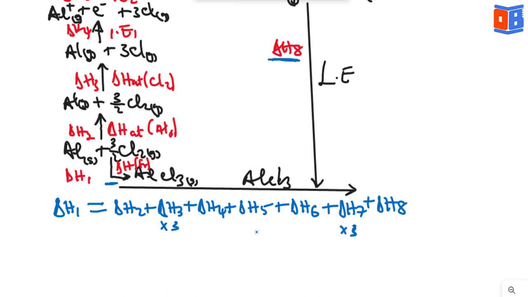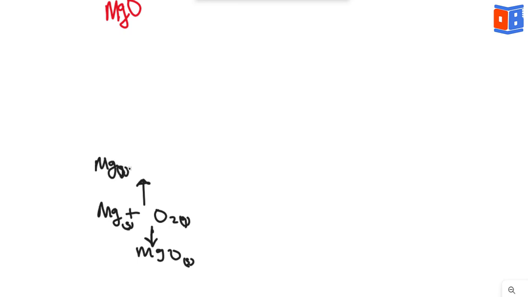Now let's go to magnesium oxide. For magnesium oxide, we have magnesium solid plus oxygen gas to give us magnesium oxide. So this is enthalpy of formation of magnesium oxide from its constituent elements. The second step, we atomize magnesium. We have magnesium gas, oxygen gas.